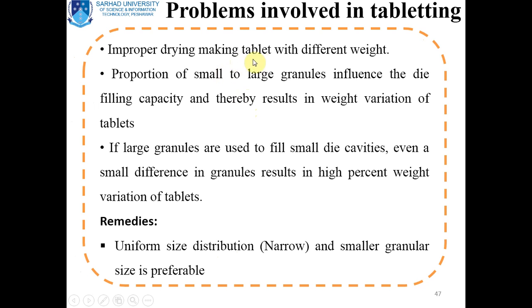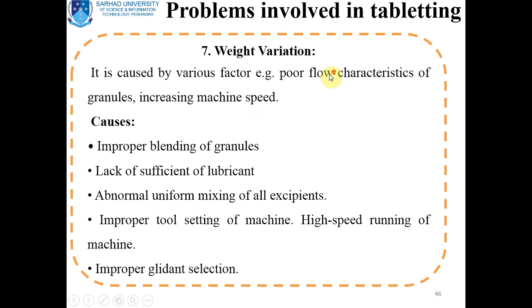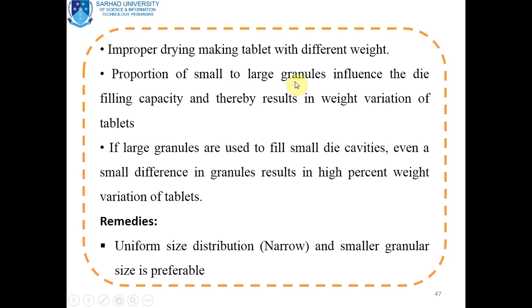Improper drying, making tablets with sufficiently different weight, and proportion of small to large granules influence the die filling capacity and thereby result in weight variation of tablets. Because of the variation in the small and large granules, the mix and the flow will definitely be affected. If large granules are used to fill small die cavities, even small differences in granules result in high percent weight variation of tablets. The remedy for controlling this is uniform size distribution, that is, narrow and smaller granular sizes are preferred.